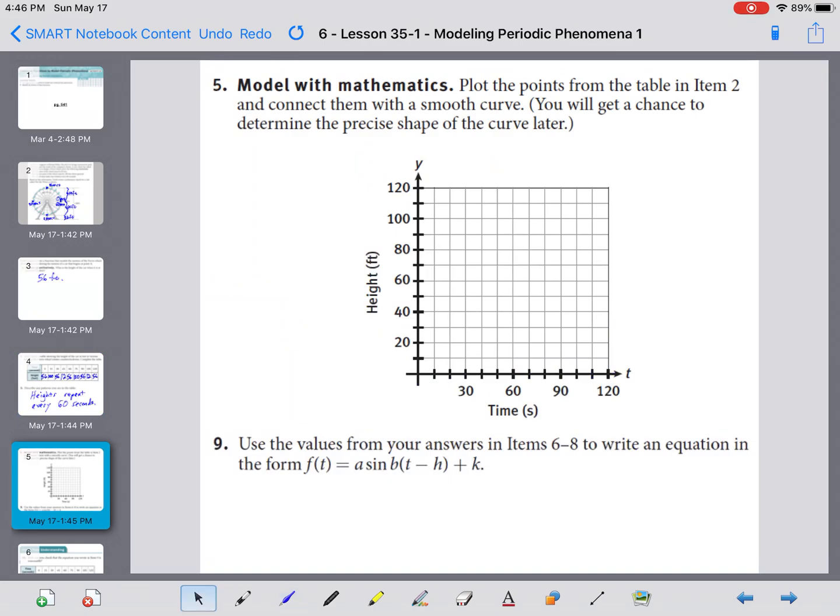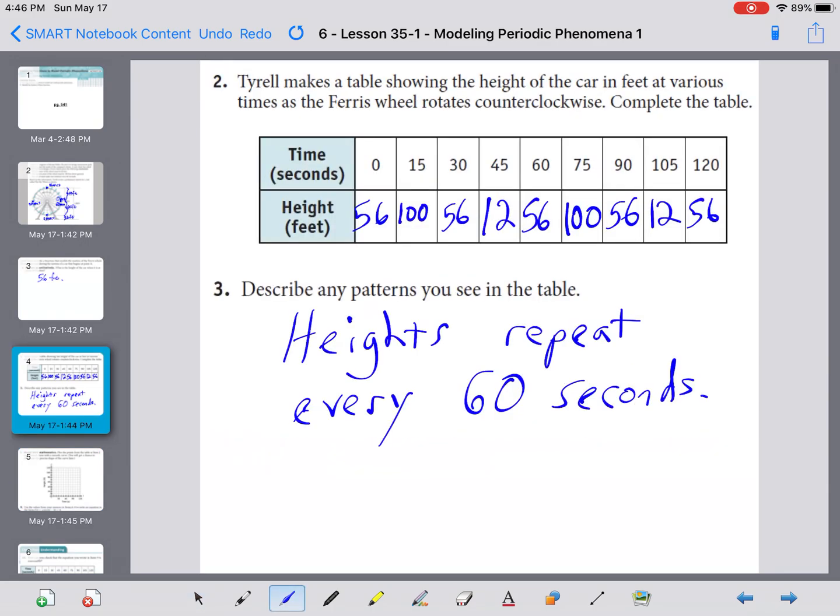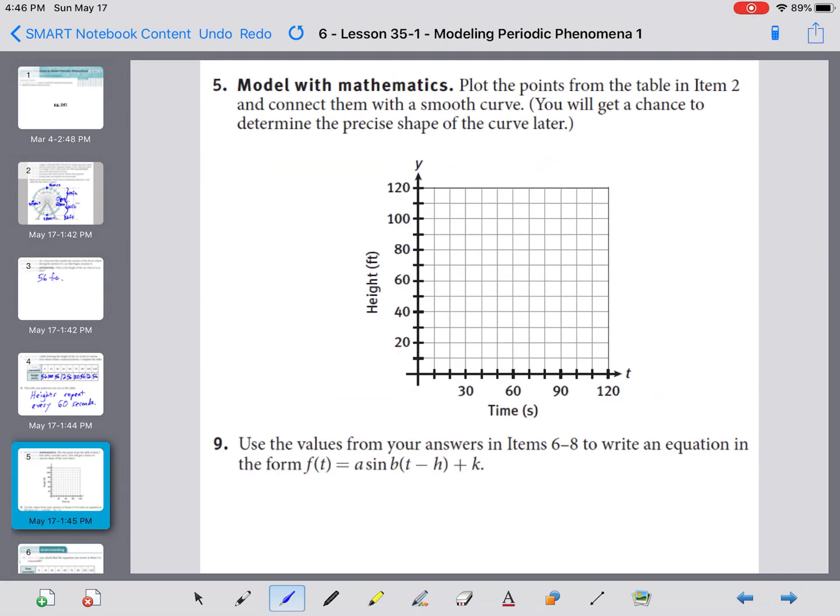Now it wants us to take all those points and put them on a graph here. All right, so we'll plot these as best we can. I'm going to go back and forth here. I'm looking at the table on another screen, so if you need to look back at this, you can. So at 0 seconds, we're up at a height of 56 feet. So 56 is right about there.